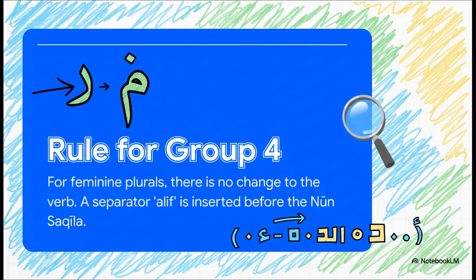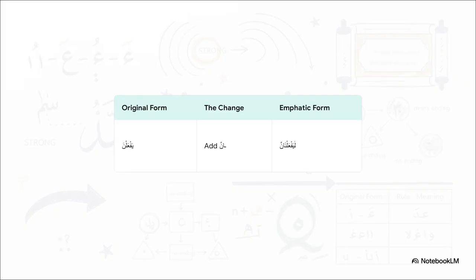So when the emphatic nun shows up, nothing gets deleted. Instead, a little protective aleph is slid in between the original verb and the emphatic nun, just to keep them separated. This one is so unique. The original verb yaf'alna stays perfectly untouched. Then you just add that separator aleph and the emphatic noon with a kasra, and you end up with la yaf'alnani. Here's a pro tip.